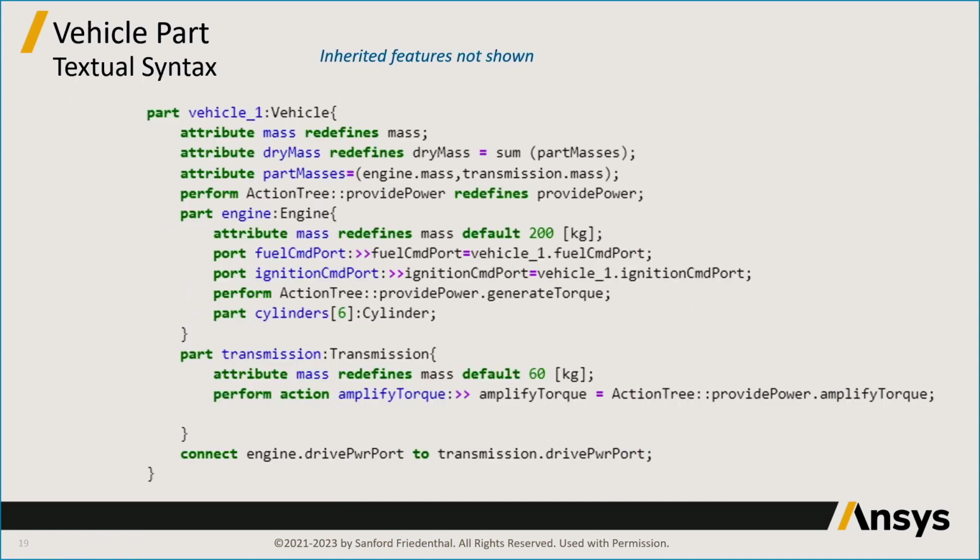This is the corresponding textual syntax for vehicle 1. It shows vehicle 1 colon vehicle. This is the same as the defined by relationship that I showed previously, and in fact, this can be used in the graphical syntax as well. So vehicle 1 colon vehicle says vehicle 1 is defined by the part def vehicle.